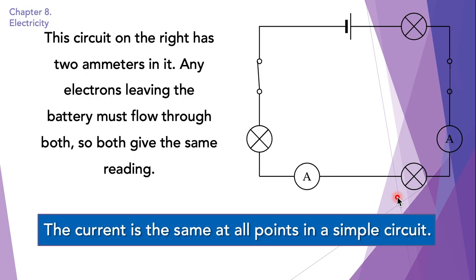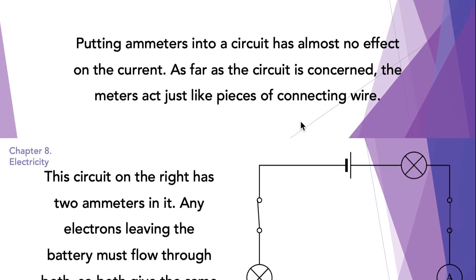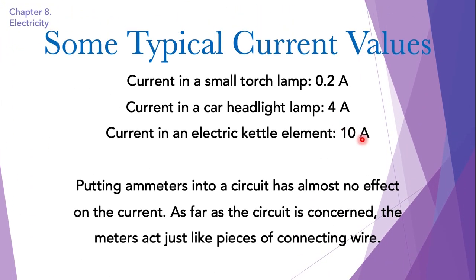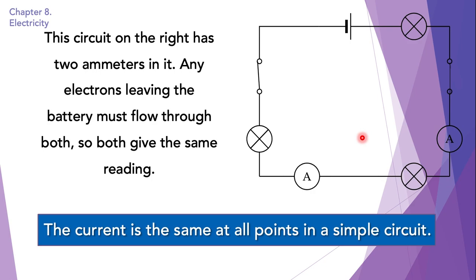So this is the ammeter and how we measure the current. The ammeter basically gives us values of the current, like 0.2 ampere, 4 ampere, 10 ampere, or sometimes in milliamps if the device current is very small.